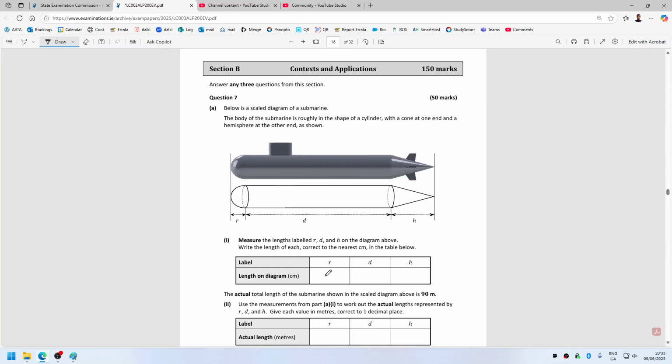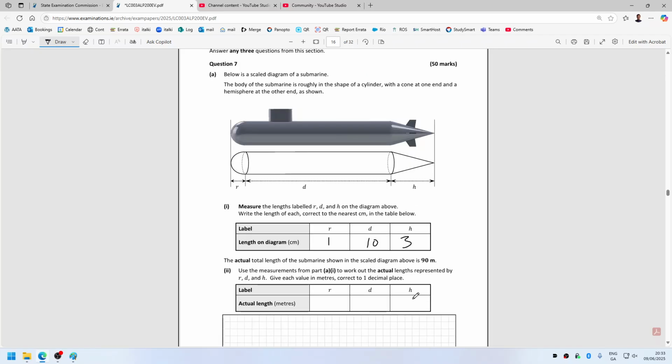Measure the lengths in the diagram to the nearest centimeter. Okay, that should be all right then. One. Now that's 10, I'd say. And then that's 3, no doubt.